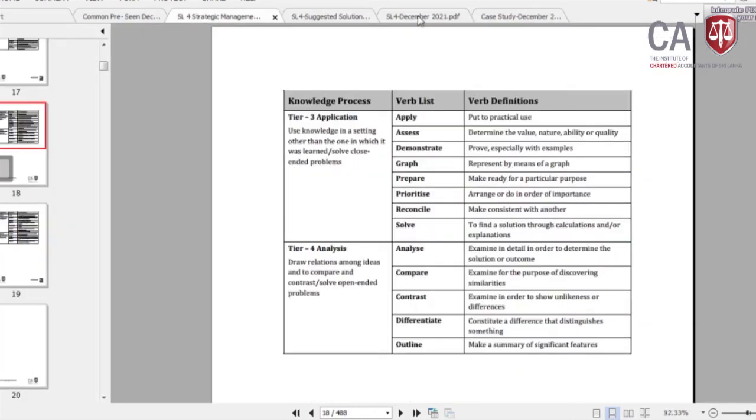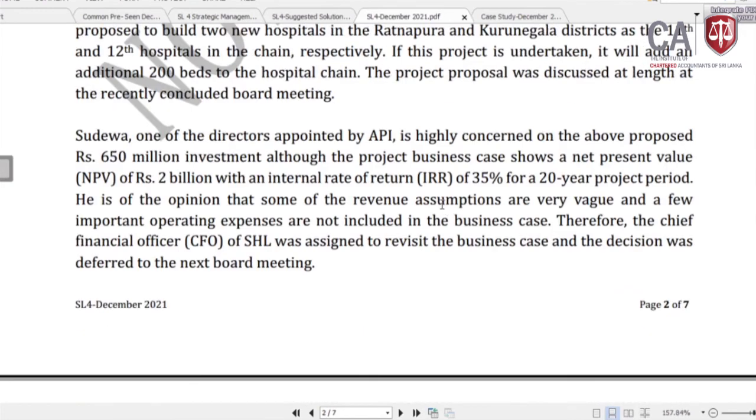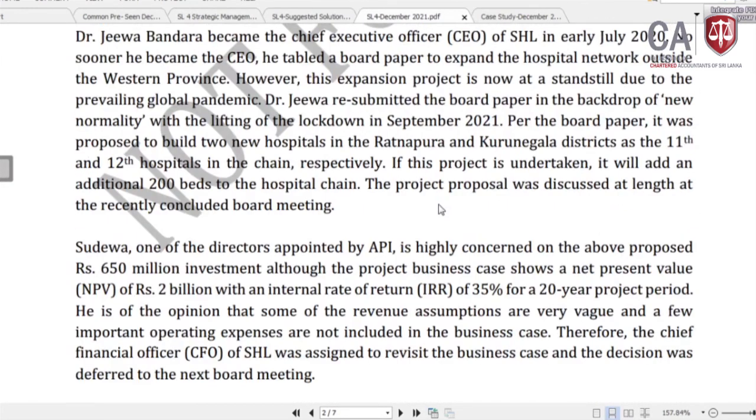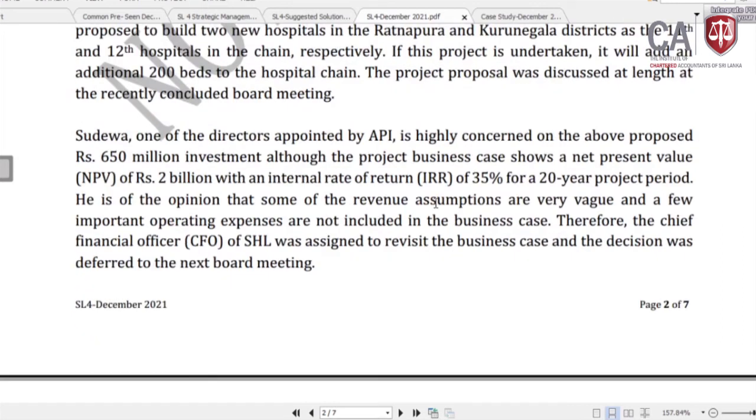Now, if you look at the question paper, see this: Sudeva, one of the directors appointed by API, is highly concerned about the above proposed 650 million investment, although the project business case shows a net present value of 2 billion. According to the current feasibility study done by them, the NPV is 2 billion and the IRR is 35%.